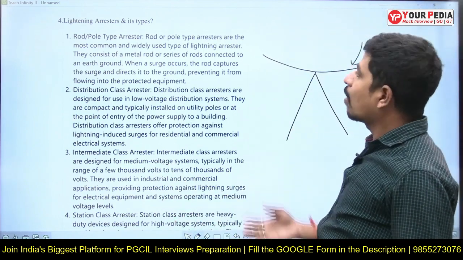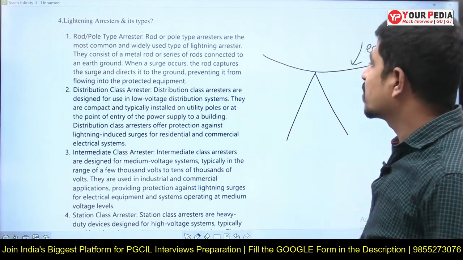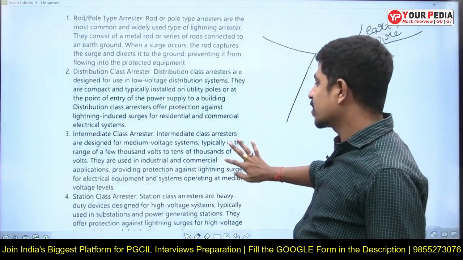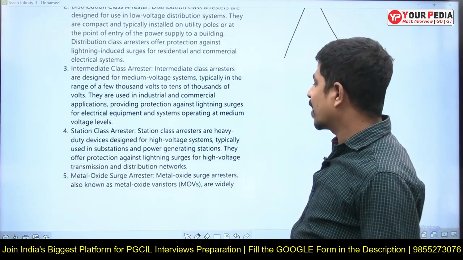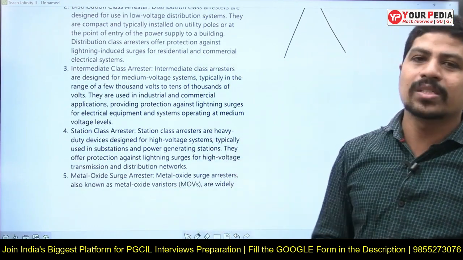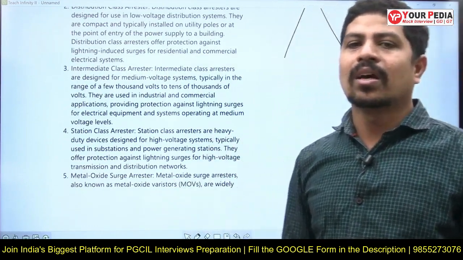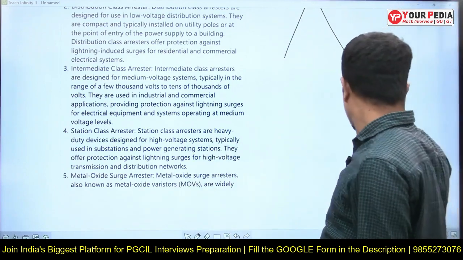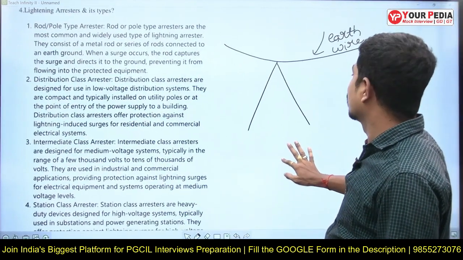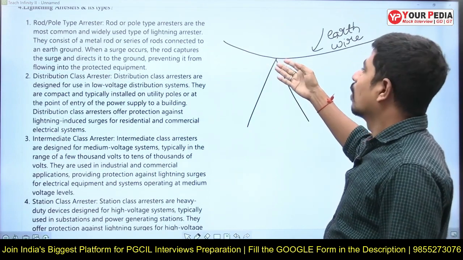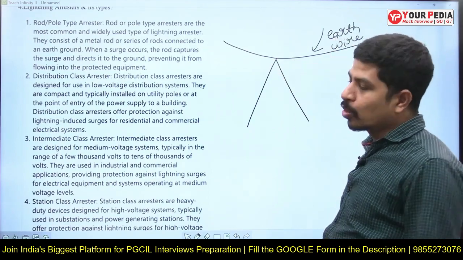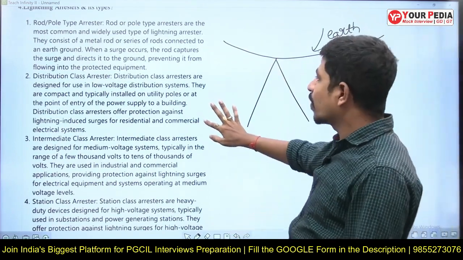Rod or pole type arrestor, distribution class arrestor, intermediate class arrestor, station class arrestor, and surge arrestor. These are the types. Please go through them. But this is very important: if you want to protect our transmission system from lightning, we have to go with the earth wire. But these are also very important.